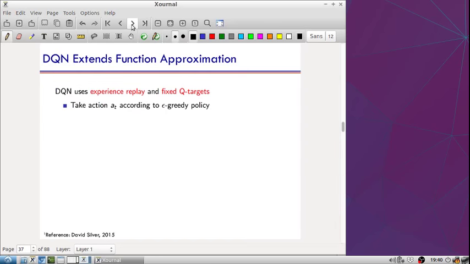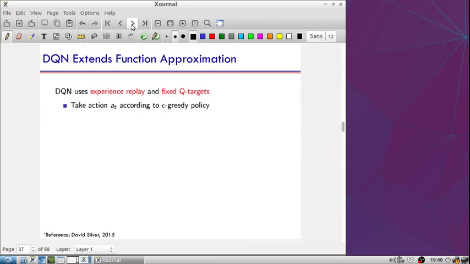Okay, so you have this 4-tuple. You just remember those 4-tuples. You keep remembering such 4-tuples. Remember, it's a database, one row in a database. And then what you do is, you have the current weights of this Q function, and I want to now update it.